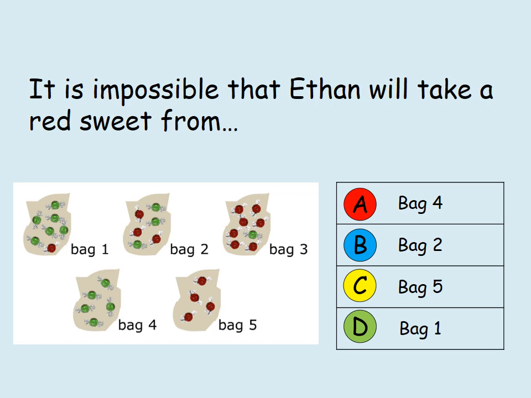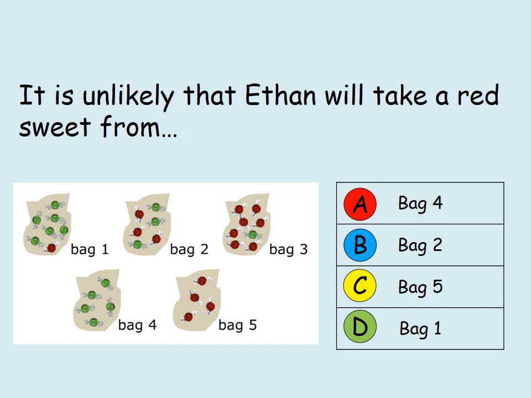Now it's your turn. It's impossible that Ethan will take a red sweet from which bag? Bag number 1, bag number 2, bag number 3, number 4, or number 5? What do you think? Yes, excellent. It's bag number 4.